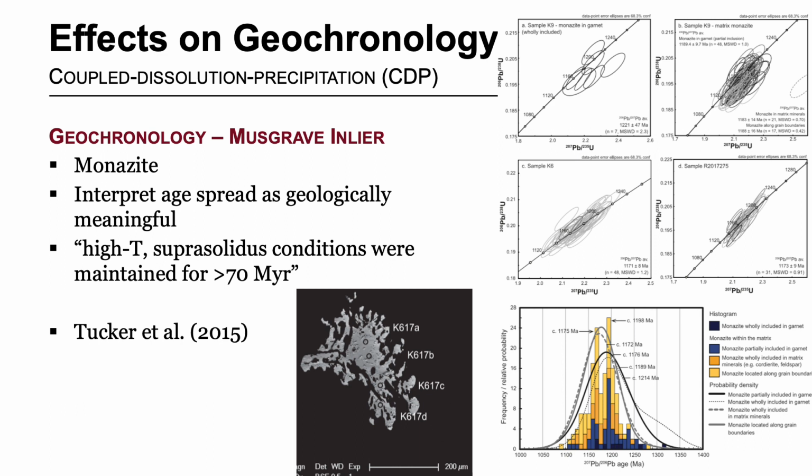In Australia, the Musgrave inlier, the monazites are quite complicated and look like they've experienced some dissolution. The interpretation here was that the age spread was geologically meaningful, and the team interpreted high temperature supersolidus conditions were maintained for more than 70 million years.